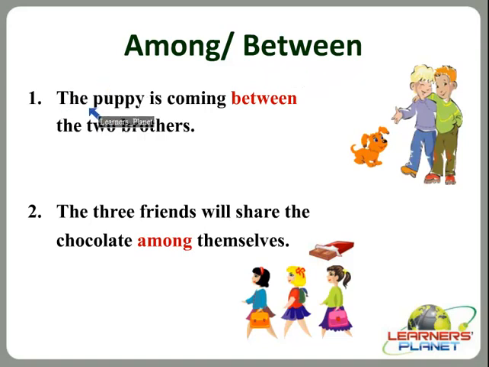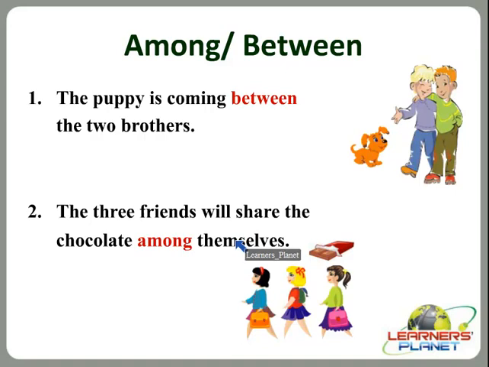The first one, the puppy is coming between the two brothers. The two brothers means two. So with two, we will use the preposition between. But the three friends will share the chocolate among themselves. Three means more than two friends. So with the three friends, we will use the preposition among themselves.